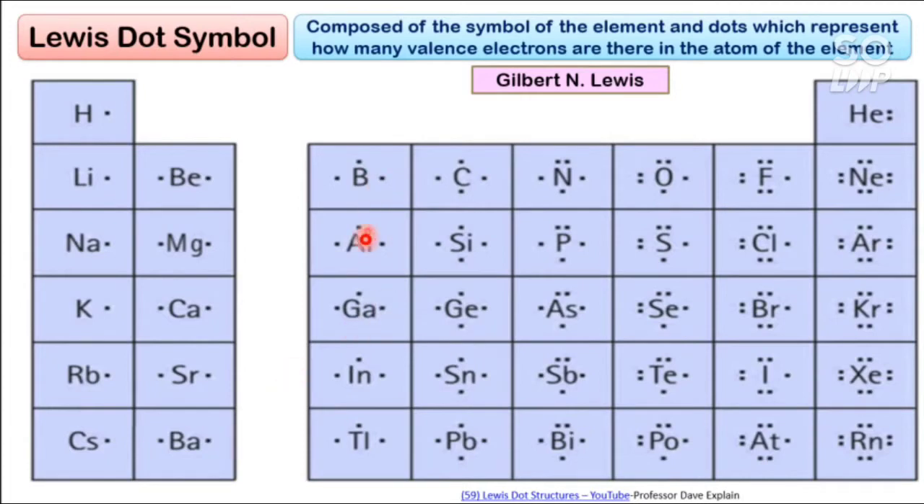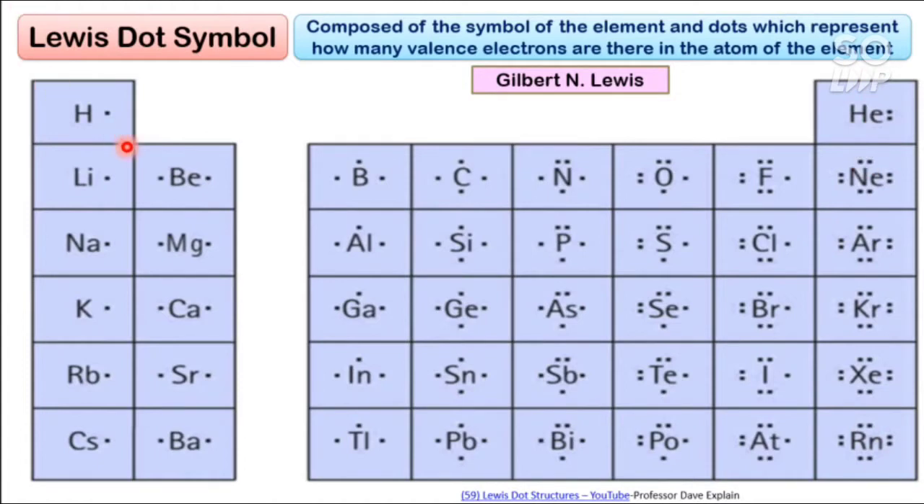The boron group all have three dots. The carbon group has four dots. The nitrogen group has five dots. The oxygen group has six dots. The fluorine group has seven dots. And the noble gases, helium, neon, argon, krypton, xenon, and radon have eight dots.